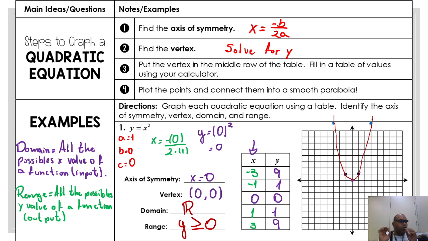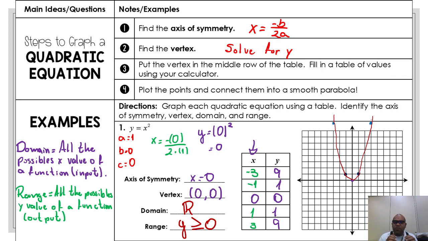Let's keep working on our work here about quadratic equations. Let me explain to you the steps to graph a quadratic equation. Guys, it's very important we understand these steps. As I taught you already, we first need to find the x of symmetry.